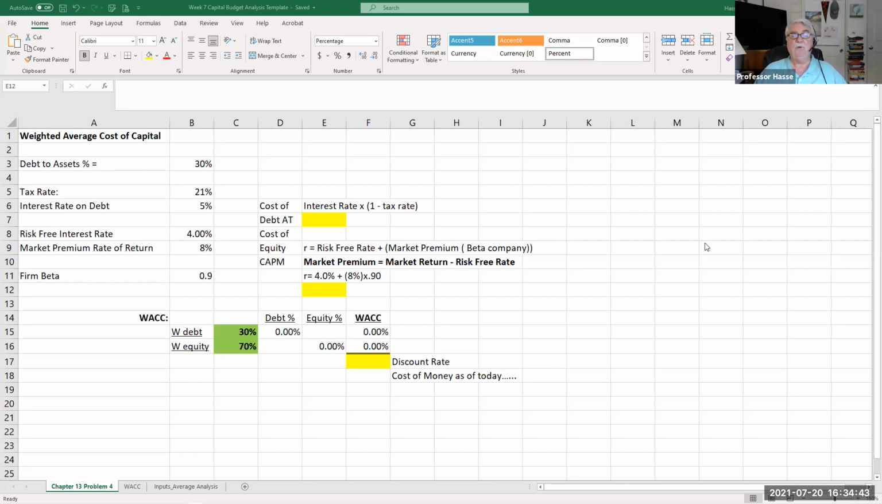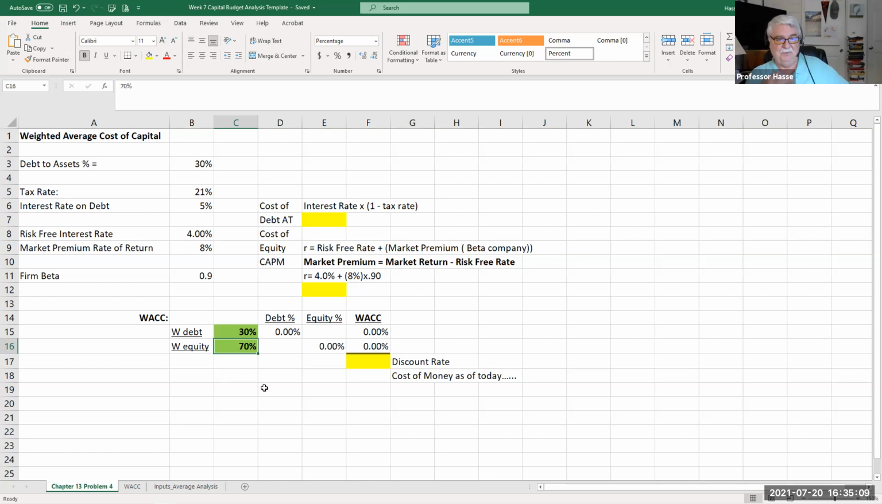And also understand what's going on here. What we're trying to do is determine what it costs, on this given date, what is the cost of money for this company based on their capital structure? In problem 4, the capital structure is given to you as the debt position of the company is 30%. So if the debt position is 30%, the equity position has to be 70%. It has to total 100.